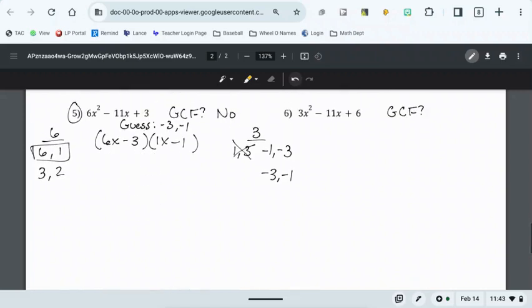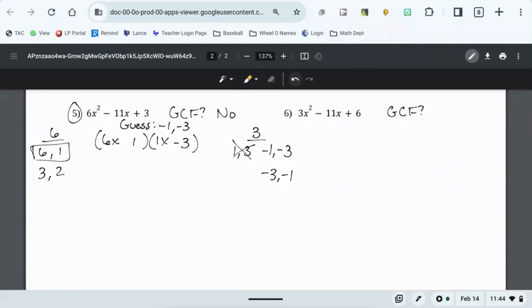So let's erase, or I'm going to erase. And -3, -1 did not work. So let's now go ahead and maybe flip it. Try -1 and -3. So -1, -3. We do our smiley face. We get -1x. And then we get -18x. Well, -1 and plus -18 is -19x. Again, that's not what we're looking for. We're looking for -11. So that doesn't work either.